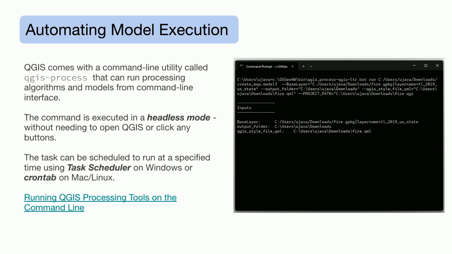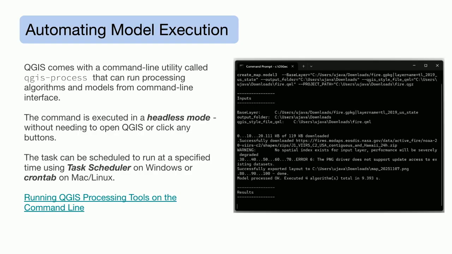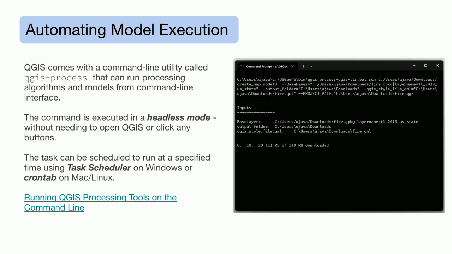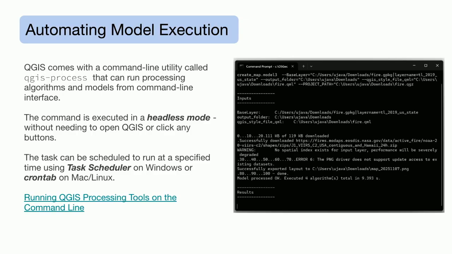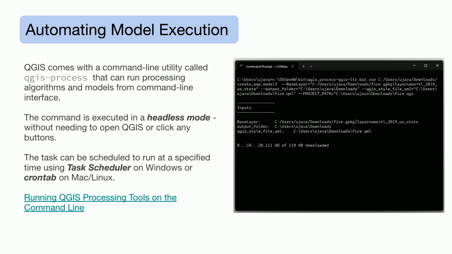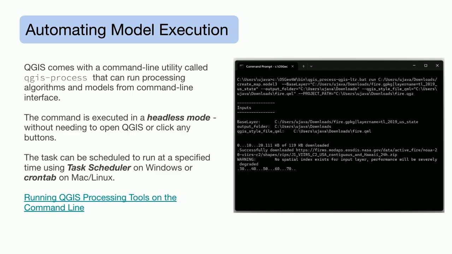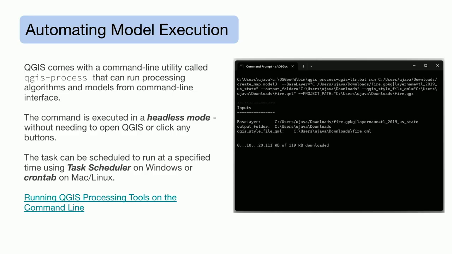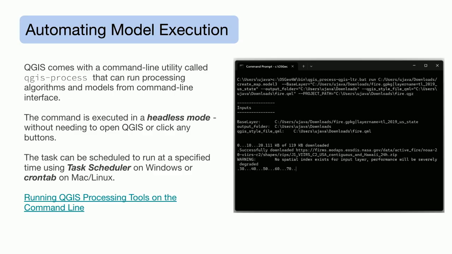QGIS comes with a command line tool. All of you have it if you install QGIS. So this command line tool can run any processing tool or a model on the command line. So now you have this model. You say, here's my project, here's my model, run it through the command line. And now I have a command that I can run on Windows, Linux, Mac, which will run my model. So this command is downloading data, applying the filters, applying the style, rendering the PNG.